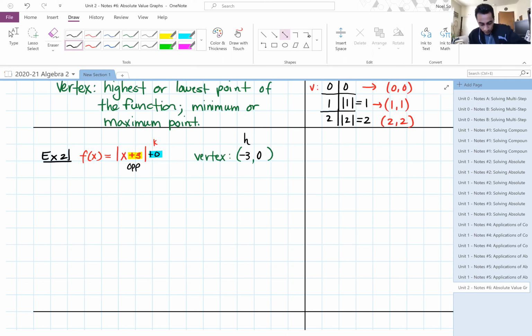Okay, so I'm going to go ahead and now I'm going to skip right to being able to draw the graph, because I don't need the table anymore. Right, I'm going to show you the shortcut.